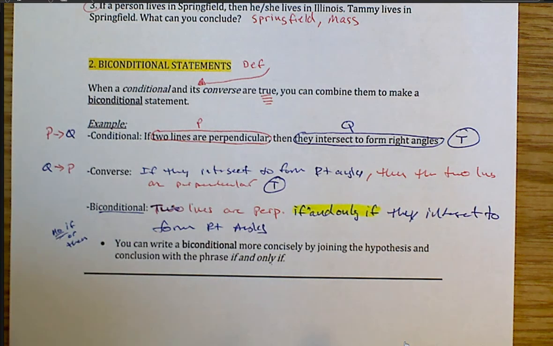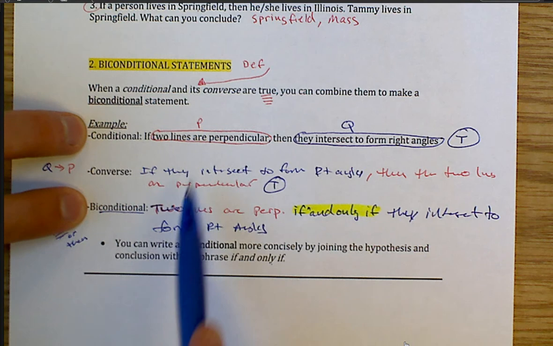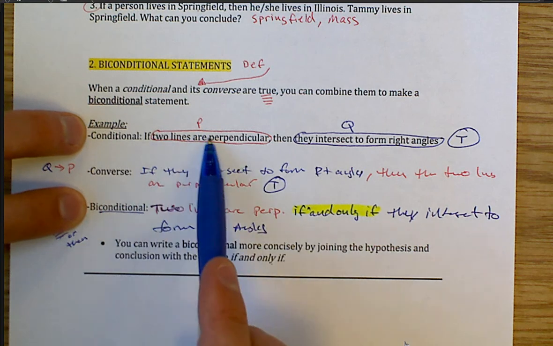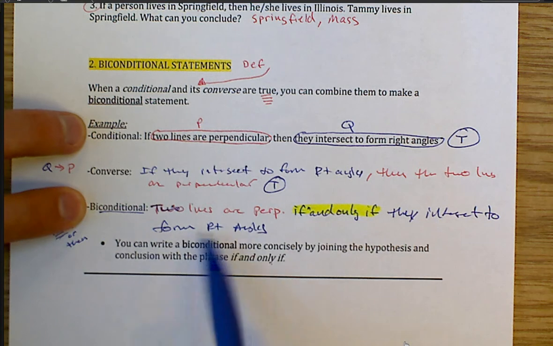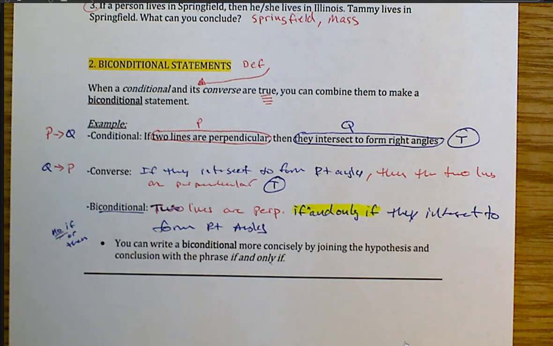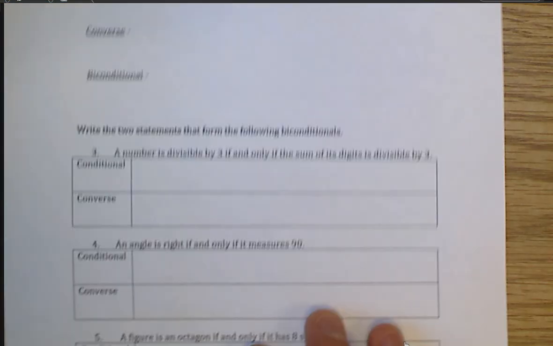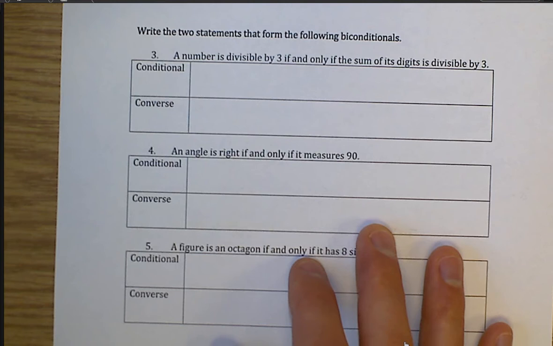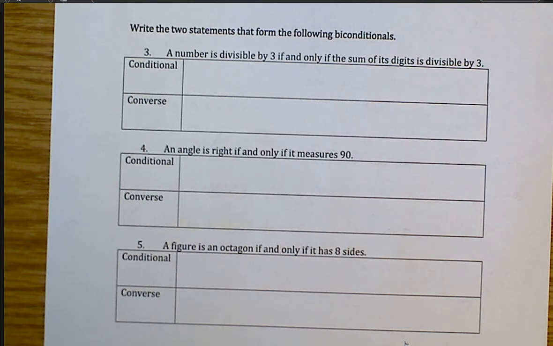So basically, if you look at these two, the conditional and the biconditional, it's the same thing. Two lines are perpendicular. Then they intersect to form right angles. You just put if and only if in the middle. That's how you write a biconditional. Just make sure your conditional and converse are both true. All right? On the back, we have some practice ones here to try. So go ahead and hit pause and try number one and see if you can do that.